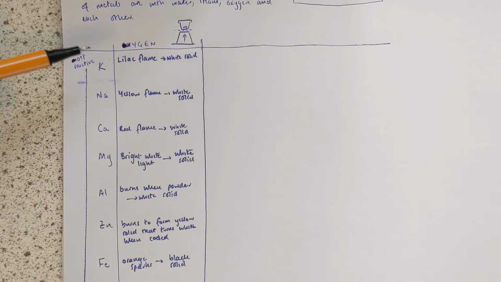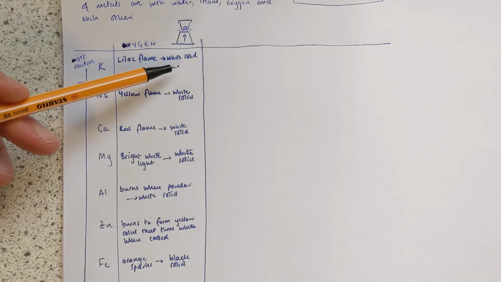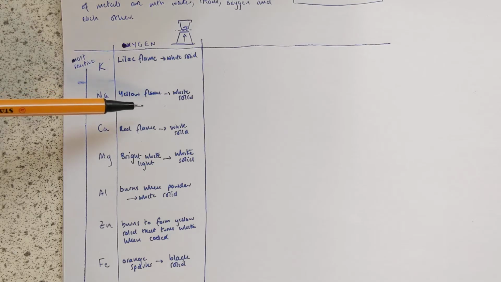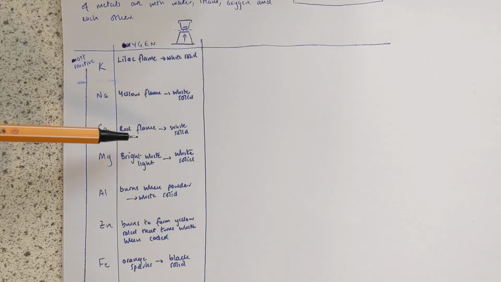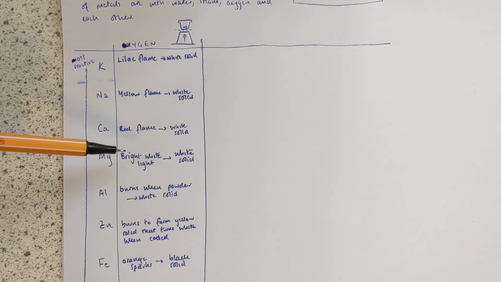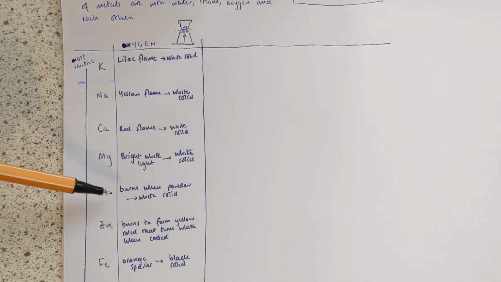So with potassium you get a lilac flame, it ends up forming a white solid. Sodium has a yellow flame, burns to form a white solid. Calcium a red flame to white solid. Magnesium a bright white light to a white solid. Aluminium, it only really burns when it's in powder form. The lump form of it doesn't actually burn that well. It needs to be a powder, but again forms a white solid.